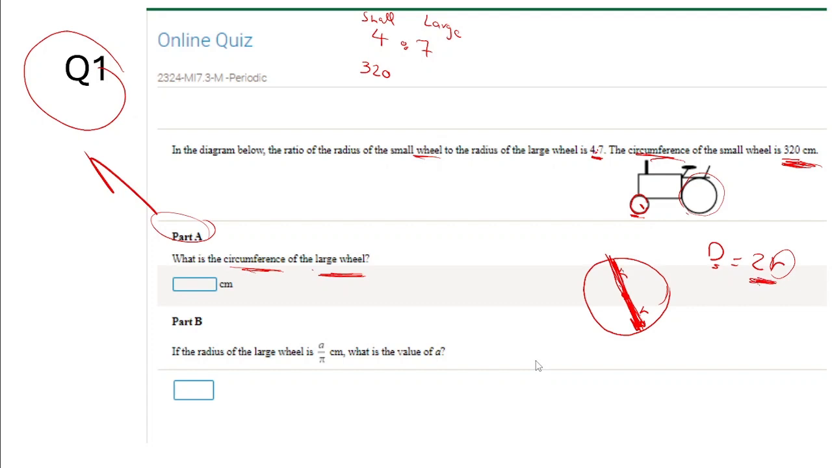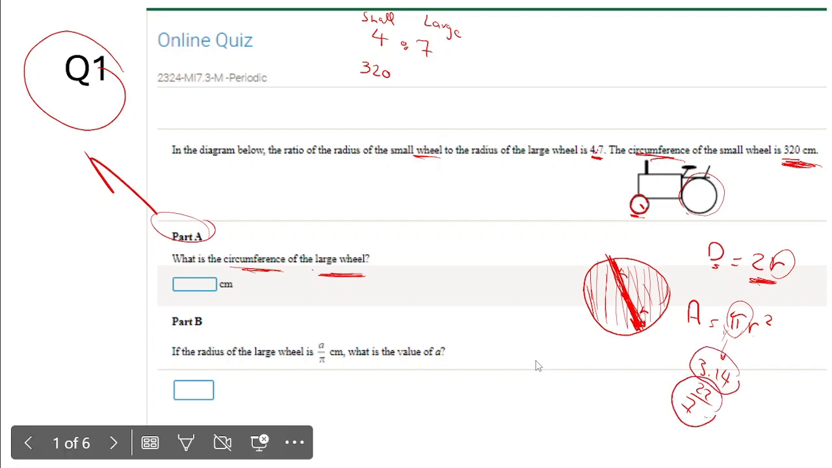Now, the area of the circle, the formula of the area of the circle, it's pi r square. R is the radius. Pi is 3.14 or 22 over 7. It's a constant and it's equal to 3.14 or 22 over 7.